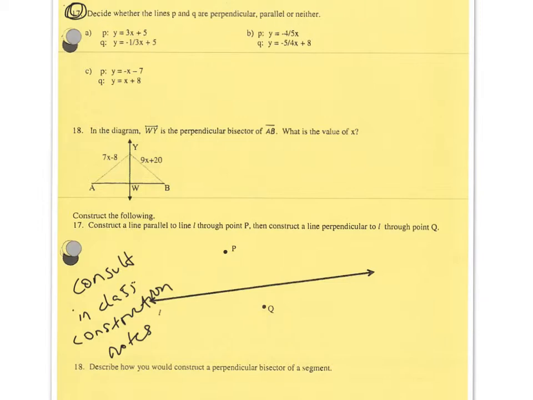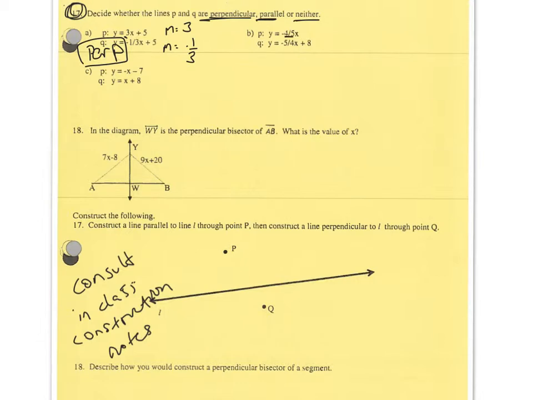Okay, so number 17, decide whether the lines are perpendicular, parallel, or neither. So we need our slopes. Okay, well, the slope of line P in this first question is 3, it's always the m, and then the slope of line Q is negative 1/3. Well, they're not the same, so they're not parallel. They are opposite, and they are reciprocals. So for letter A, they're perpendicular.